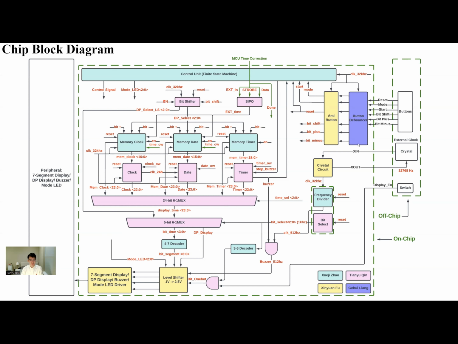In the middle of this block diagram, all these yellow blocks are our analog parts. We have all the drivers for display, for buzzer, and for LED. We also have the level shifter, shifting from the 1 volt domain to the 2.5 volt domain, the crystal circuits, and the anti-button design. The anti-button design is used to avoid the case where we press multiple buttons at the same time. And all other blocks are designed by standard ASIC flow using TSMC 65 nanometer CMOS technology.